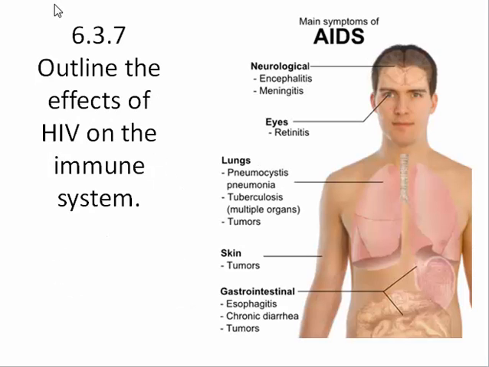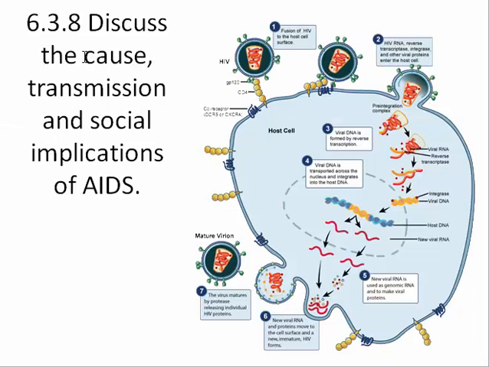So assessment statement 6.3.7 says, outline the effects of HIV on the immune system. So HIV and AIDS have a wide variety of effects, because basically the HIV is compromising the immune system. HIV prevents the immune system from creating a full-fledged immune response against other infections. So people don't die of HIV and AIDS, they die as a result of other infections that can't be battled because of HIV infection.